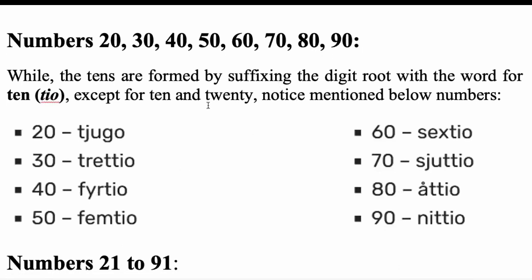Next we have the decimal numbers 20, 30, 40, up to 90. We add tio, which we learned among the first 10 digits, to form 30 to 90. The first case is an exception: tjugo means 20. Then trettio, fyrtio, femtio, sextio, sjuttio, åttio, nittio.